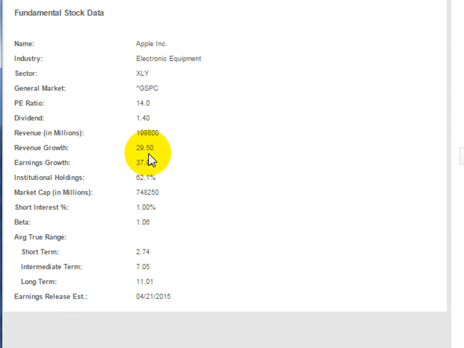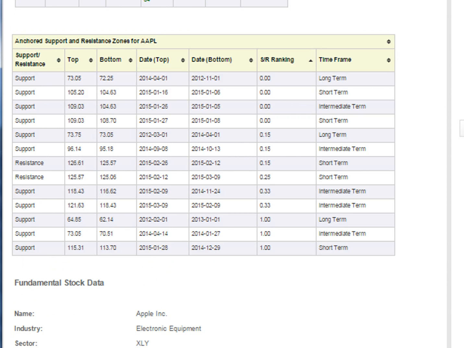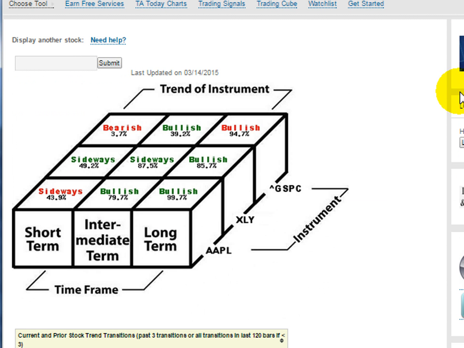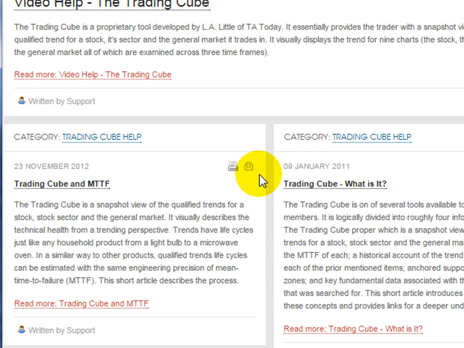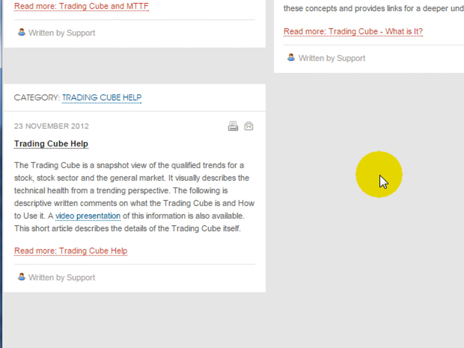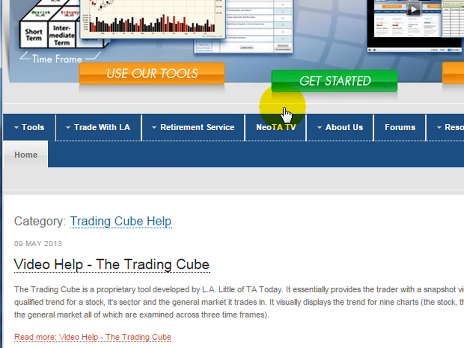And then down here is the fundamental information that I believe is key to you. We only look at a few, and those fundamentals are always listed here along with the next earnings date if we can determine that. So the trend, the MTTFs, all of that is here on the Trading Cube available to you. If you need help, you can click on the help button. It will pop you over and you can get help on these various items that we just discussed.